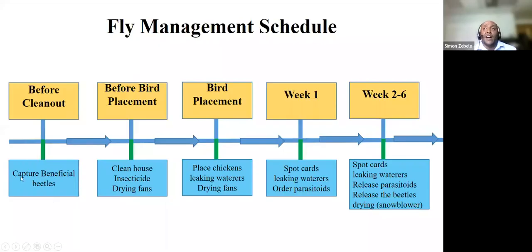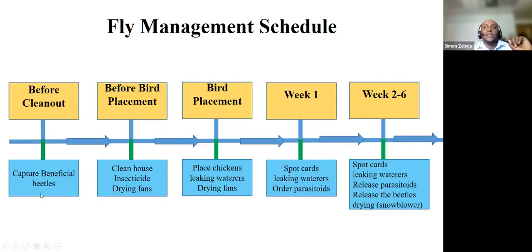Also start releasing parasitoids, and also release the beetles which were trapped and kept at 50 degrees. Release them between week 2 and 6 in order to reestablish the population. Here, I just want to mention a very important note.